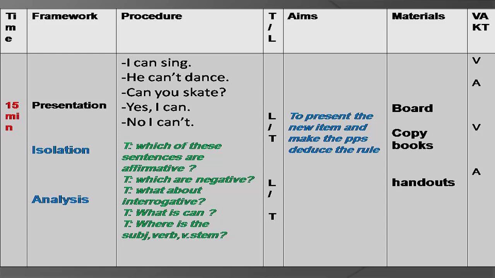This is the second mistake most teachers make. I'm going to waste time, and I'm going to get my pupils confused, etc. Just try to write an exhaustive presentation, with interrogative, negative, and affirmative forms at once. And then I'm going to interact with my pupils, moving through isolation, analysis, and stating the rule.